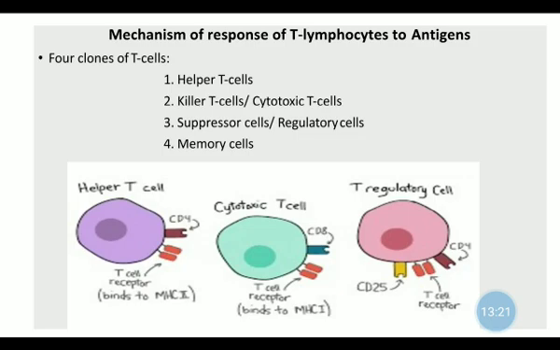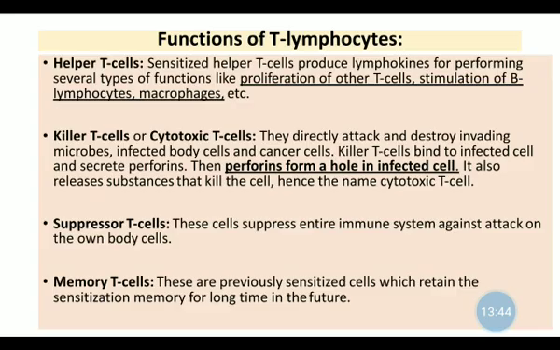Let us now see the mechanism of response of T lymphocytes to antigen. These are four types of T lymphocytes: helper T cells, killer T cells, suppressor T cells, and memory T cells. Just look at the pictures. Functions of T lymphocytes. Helper T cells proliferate other T cells, and stimulate B lymphocytes and macrophages. Killer T cells attack and destroy invading microbes, infected body cells and cancer cells. Suppressor T cells suppress immune system against attack on own body cells. And memory T cells. Previously sensitized cells are retained for a long time for the future.